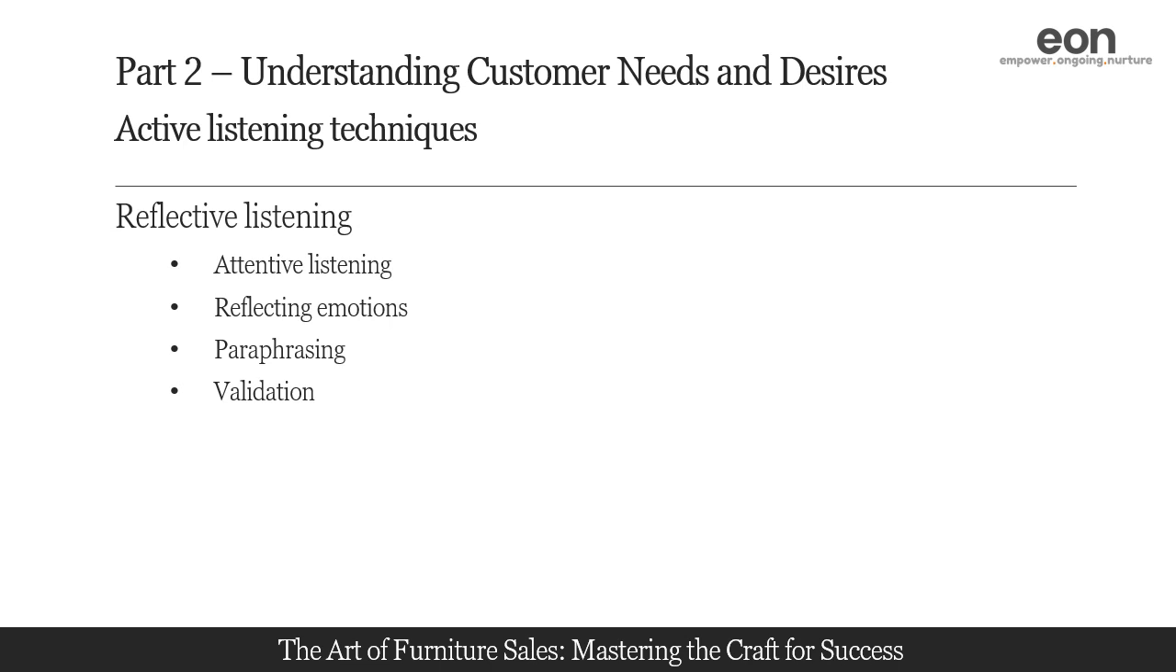Validation. Validation is an essential part of reflective listening. It involves acknowledging the customer's thoughts and experiences as valid and important. Show empathy and understanding by affirming their perspective. For instance, if a customer says, "I'm worried about finding a sofa that fits my space," you can validate their concern by saying, "I completely understand your worry about finding the right-sized sofa for your space. It's important to have furniture that fits perfectly." Validation helps build rapport and creates a supportive environment.